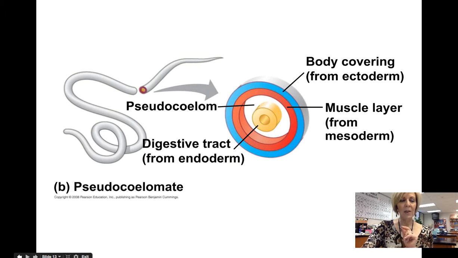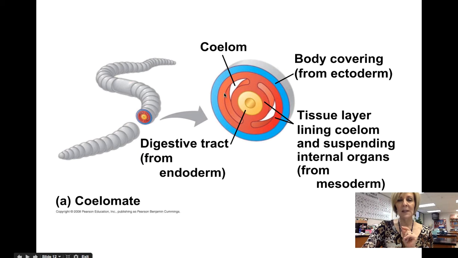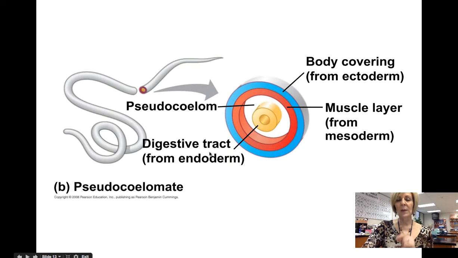Okay, let me go back here and show you this. Do you see how this body coelom is completely surrounded by mesoderm? And this one is not. And so this is a less developed, a less advanced animal.